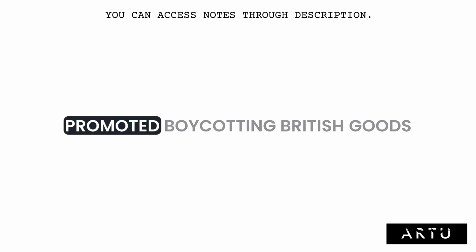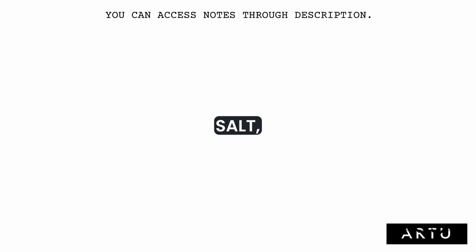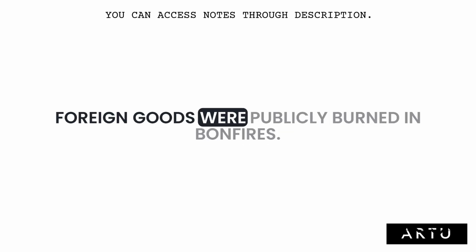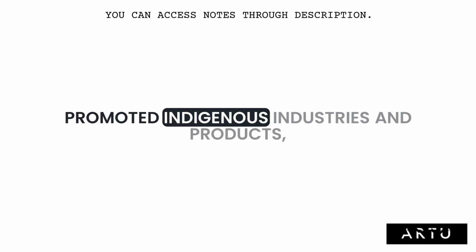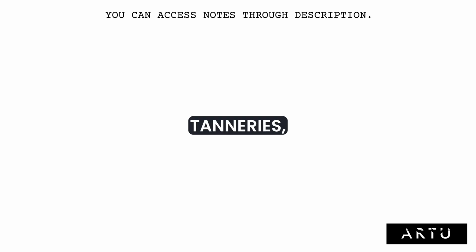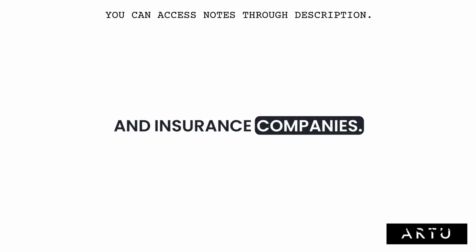Methods of protest. Boycott. Promoted boycotting British goods, including textiles, salt, and sugar. Foreign goods were publicly burned in bonfires. Swadeshi promoted indigenous industries and products, which led to the establishment of numerous textile mills, tanneries, banks, and insurance companies.